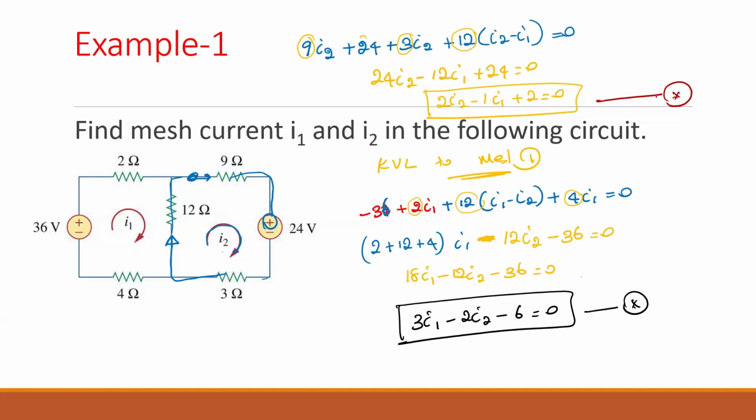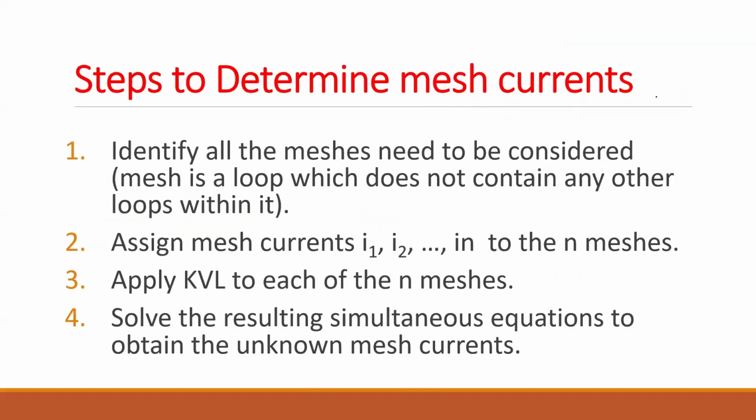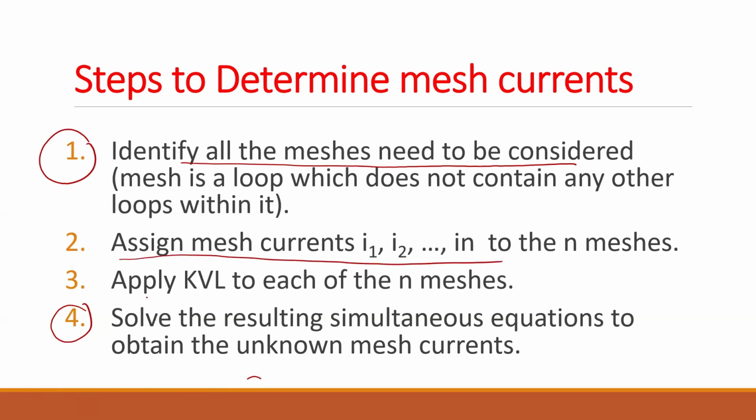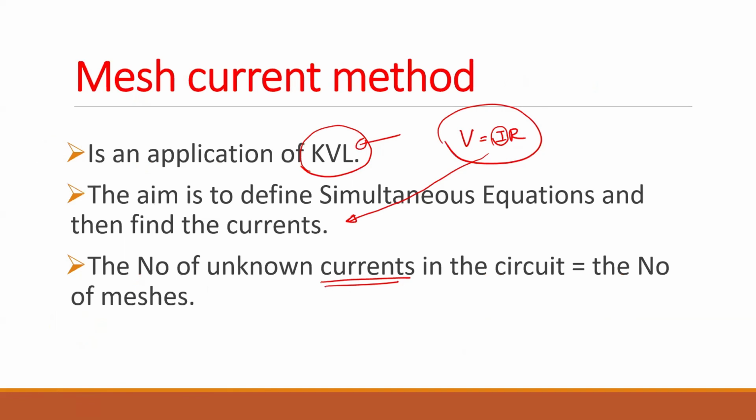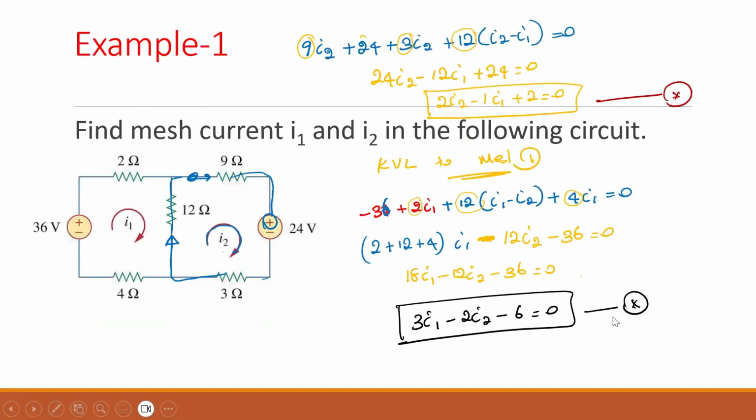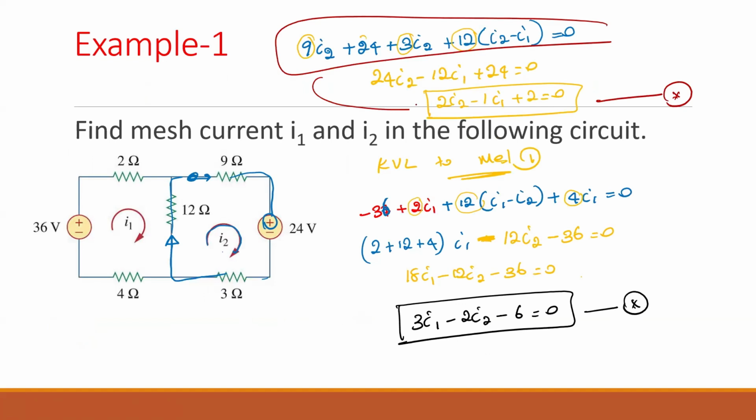So are you saying that in the exam, we only do step 1 of assigning and step 2 of applying? We don't do step 3 of solving? Step 4, you don't have to do step 4. Okay, yeah. So first one is identifying all the meshes. A mesh is a loop which does not contain any other loops. Assign mesh currents, apply KVL, and you need to simplify. Even though you're not solving, you have to simplify. That means you can't leave it like this, okay? So you need to do this part.